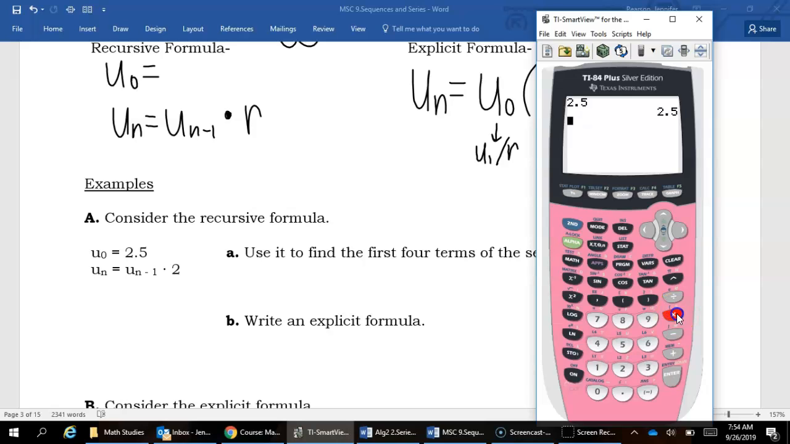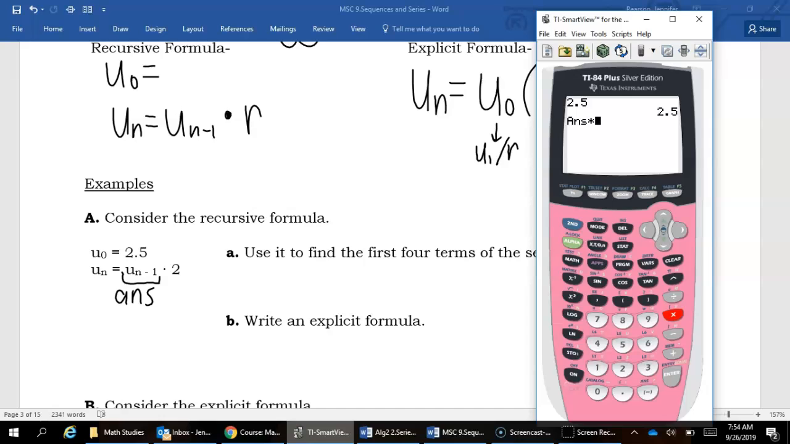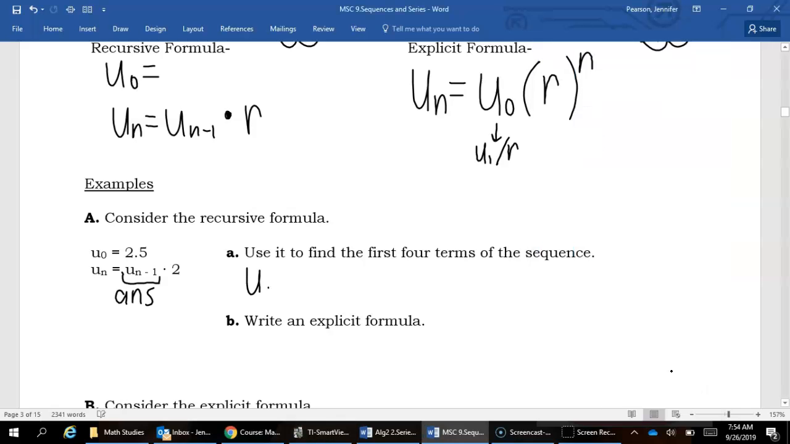I'm going to hit times because recall that this looks like answer on my calculator. So when I hit times, the answer piece pops up all by itself. So times 2. Starting value times 2, answer 1, answer 2, answer 3, answer 4. And that's the point of seeding it in 2 steps like that. We can jump right to the next and the next and the next just by hitting enter without having to type anything additional in there. So U sub 1 is 5. U sub 2 is 10.